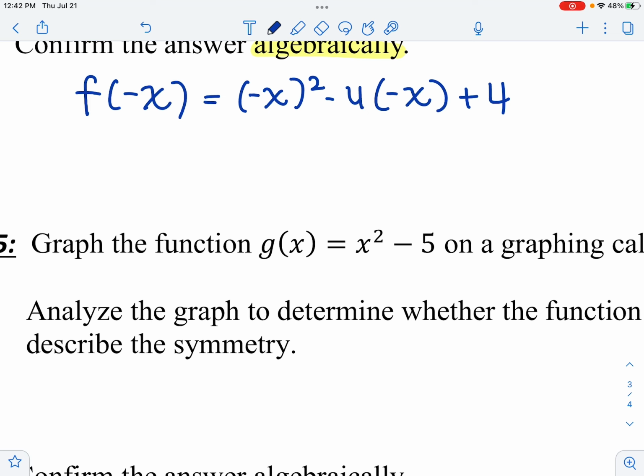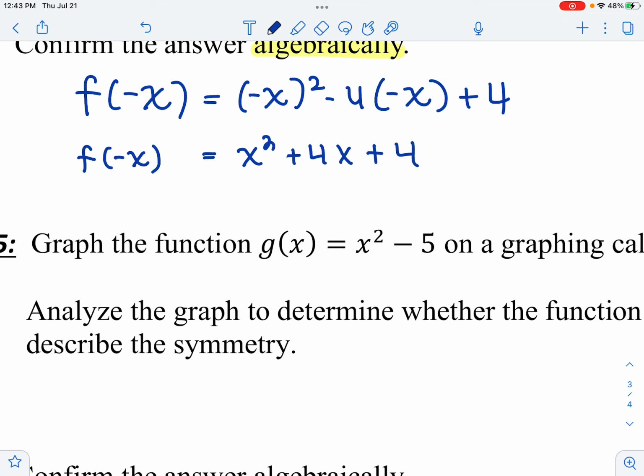So I'm going to start with negative x squared. Negative x times negative x is x squared. Now I have negative 4 times negative x, which is positive 4x. And then I have plus 4. So this is f of negative x.